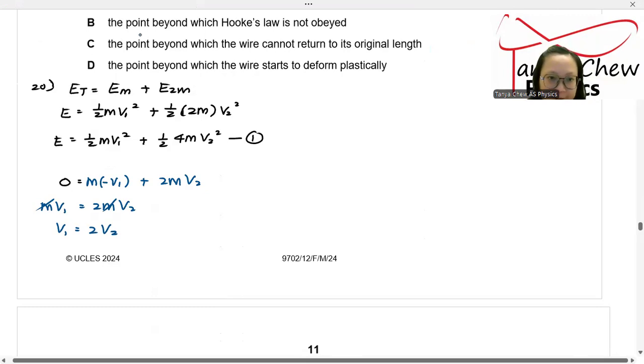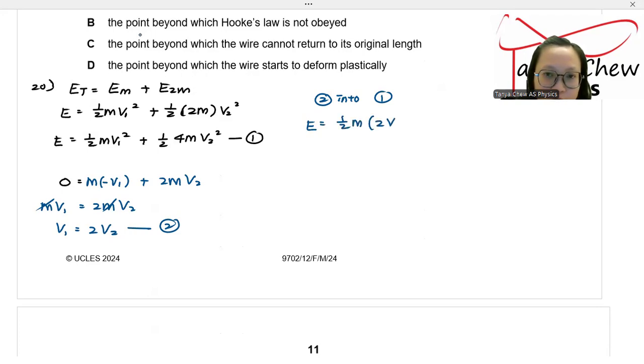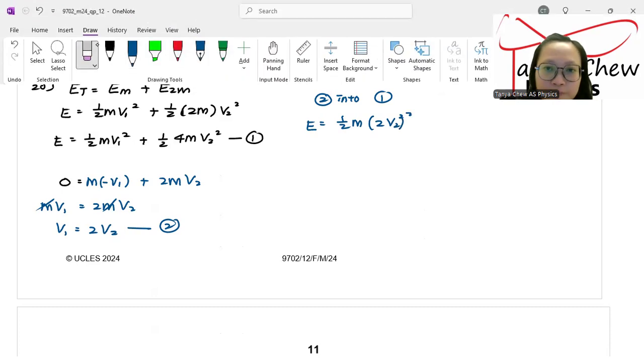So when I have this expression, I can sub into the equation to get my answer of the speed. So I get the kinetic energy first. So now, sub 2 into equation 1. E is equal to half, and V1 is 2V2, so 2V2 squared. I'll write it nicely.